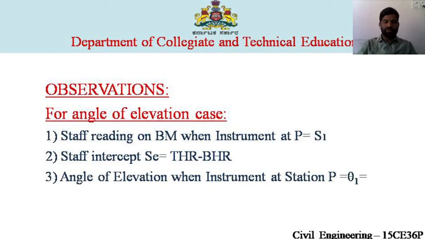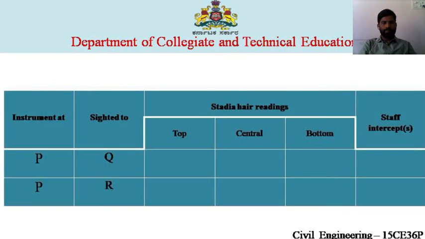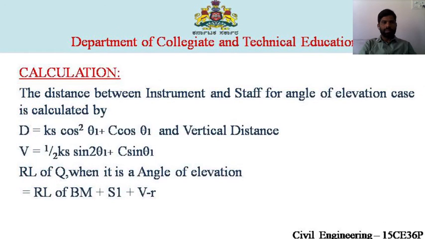After having all the observations, the distance between instrument and staff is calculated by D = k s cos squared theta 1 + c cos theta 1, and the vertical distance V is calculated by k s sin 2 theta 1 divided by 2 + c sin theta 1. Consequently, the RL of Q is calculated by RL of benchmark + S1 + V - R.